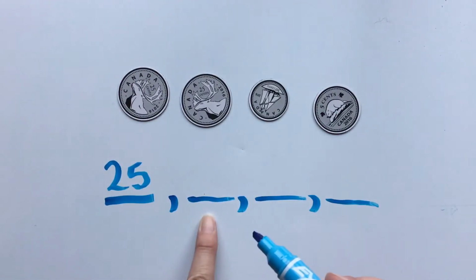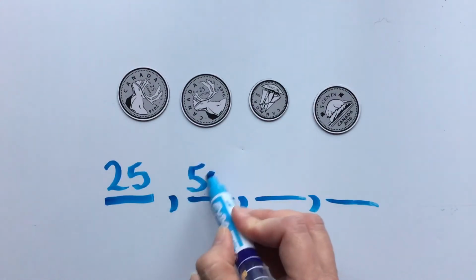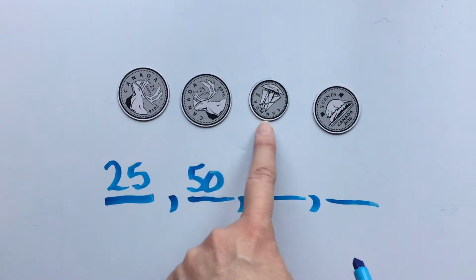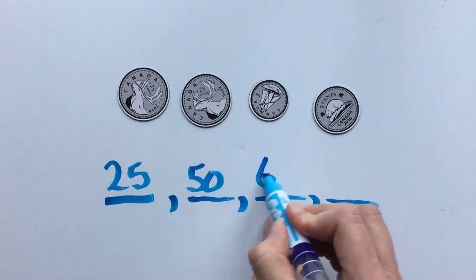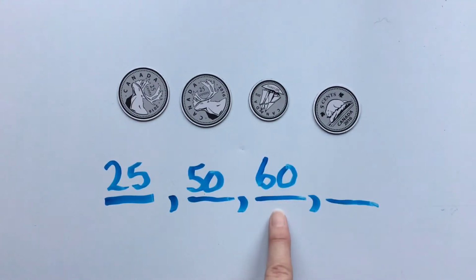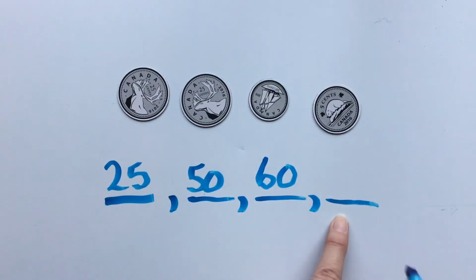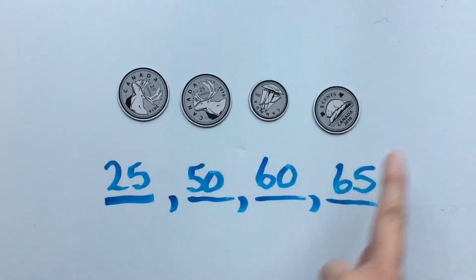Now I'm going to count on. 25 plus another 25 is, that's right, it's 50 cents. Now I look at my coin and I've got 10 cents. So now I'm counting on by tens. So starting from 50, I count 10 more, which is 60. Now starting at 60, I look at my nickel, it's 5 cents. I count on by 5, so 65 cents. The total value of these coins is 65 cents.